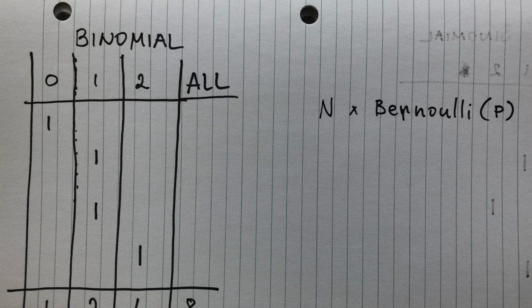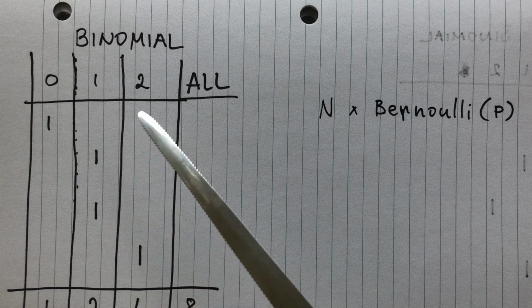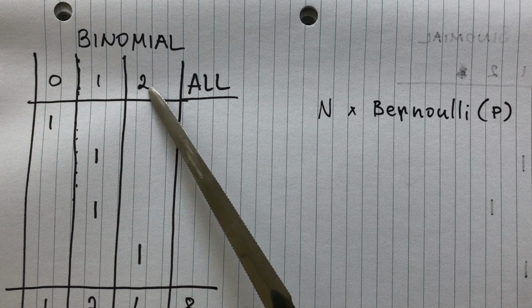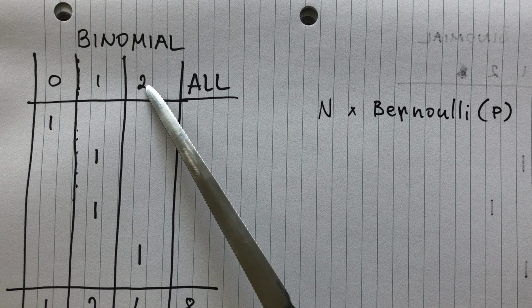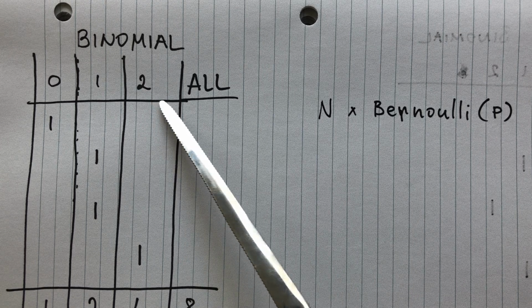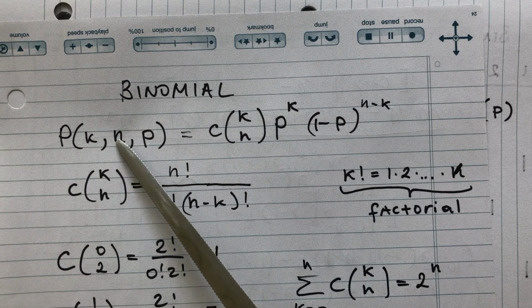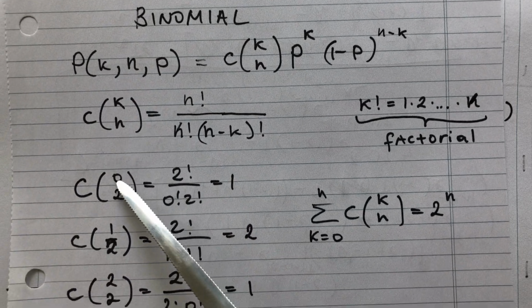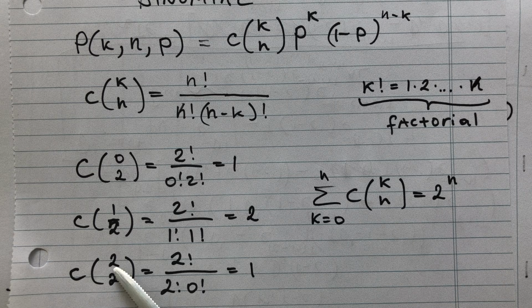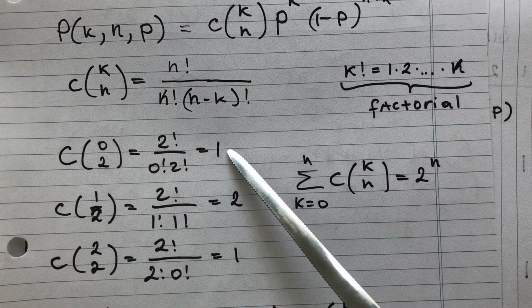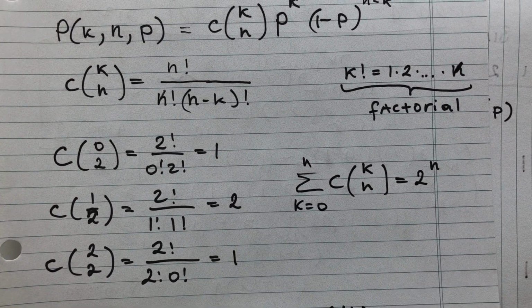Now let's look at an example of a binomial distribution with two Bernoulli trials in it. So in this case, if you remember from binomial formulas, n must be 2. Then k will run from 0, 1, and 2, right? And we said the value should be 1, 2, and 1. How can we see that?